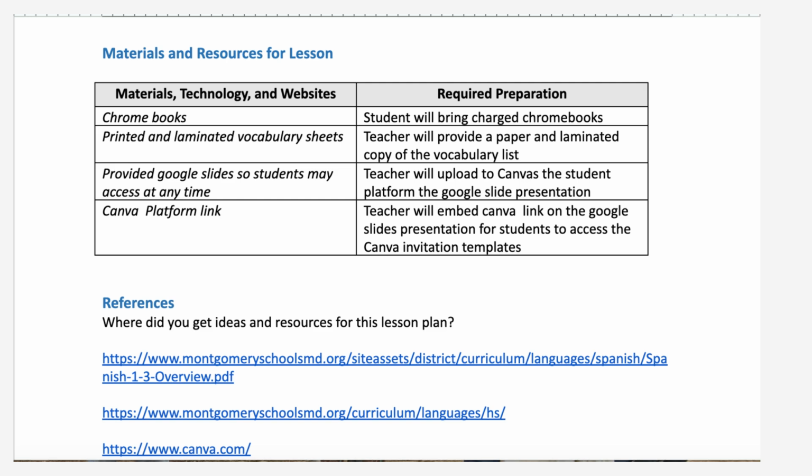Within the makerspace, there will be materials for students such as the Chromebooks, printed and laminated vocabulary sheets, provided Google Slides, as well as Canva platform links that would allow students to either create the quinceañera on a digital platform or with actual physical art supplies that students can manipulate and have in front of them.